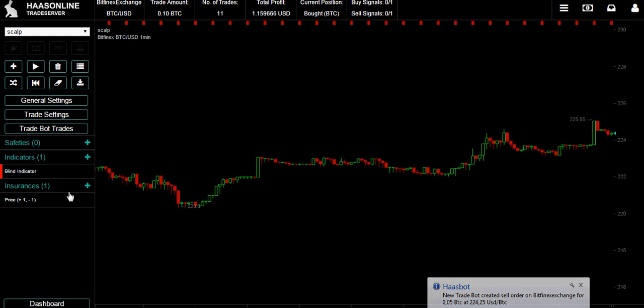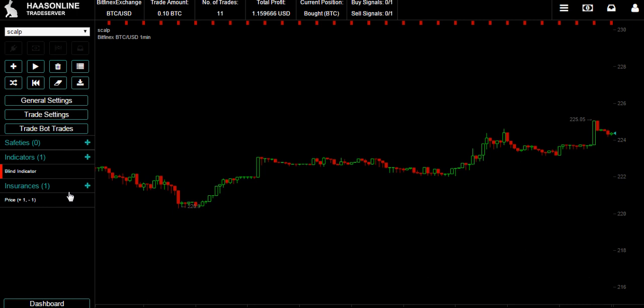Okay, and I just wanted to show you a few simple variations of scalping with the Haasbot 2.0.